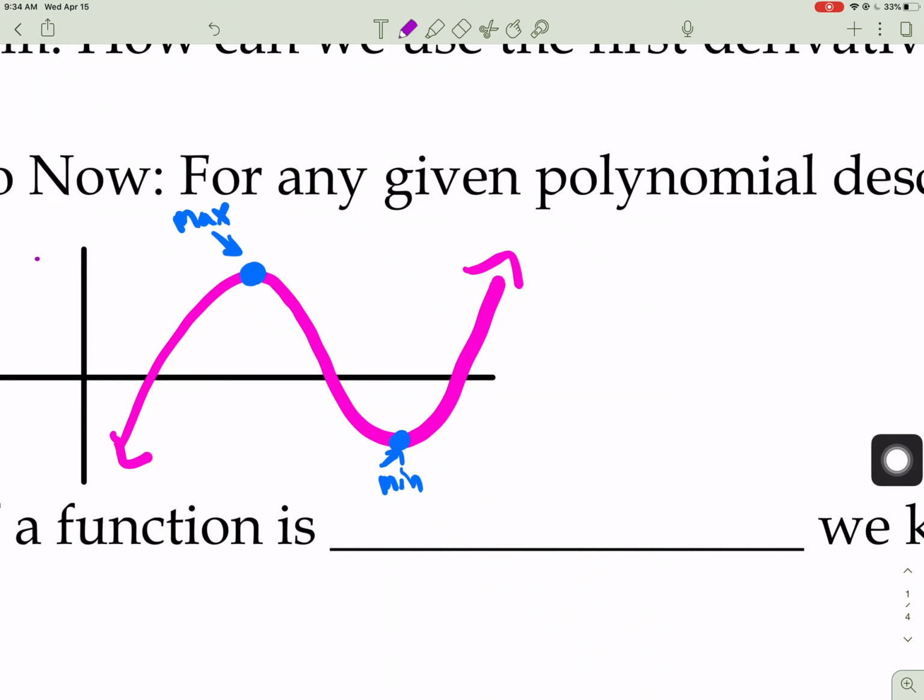And if you think about that, it's 0. What about the minimum point? It's 0. So we can determine where these, what we call critical values, these critical points, where they are by finding out when is the derivative 0. And that's going to help us to find those points. But now how do we tell if it's a max or a min?